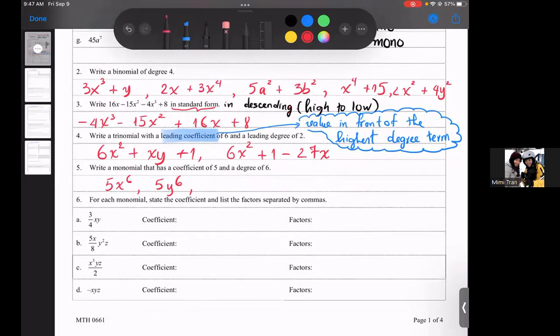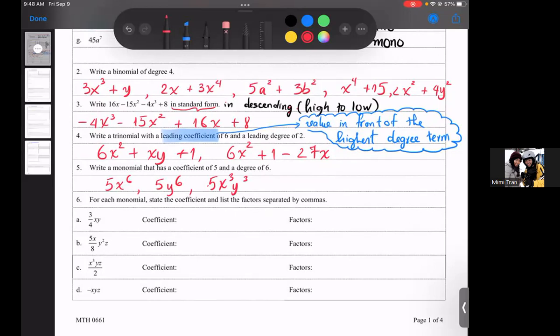Something else, something different than 5 times x to the 6 or 5 times y to the 6. I said 5x to the 6 plus 3. That's a binomial, but you're kind of close-ish. Very good: 5x cubed, y cubed.